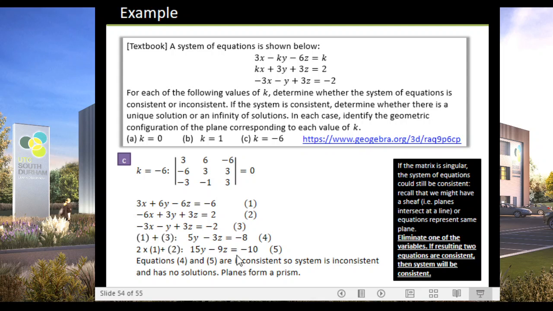These are different lines. You can see that if I was to divide this by 3, I'd get 5y minus 3z equals minus 10 thirds, which is a different line to that. Therefore, these equations are inconsistent. So the system is inconsistent and has no solutions, and the planes form a prism. Let's have a look in GeoGebra at what that looks like.